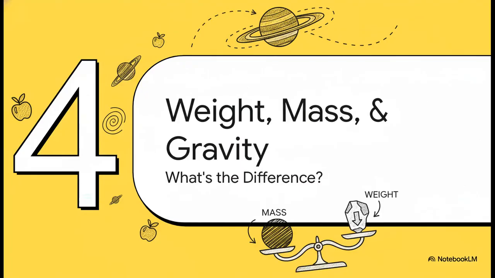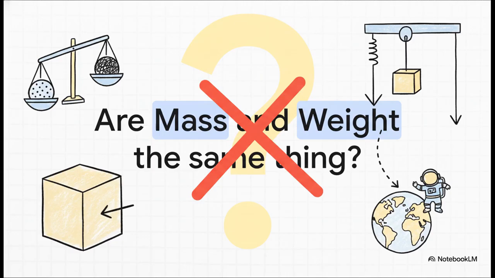So, since we brought up gravity, we absolutely have to tackle one of the biggest mix-ups in all of physics. It's something that confuses just about everyone at first, the difference between mass and weight. So let me just ask you straight up, are they the same thing? The answer is a huge 100% no. They are not, and understanding why they're different is a really big deal.